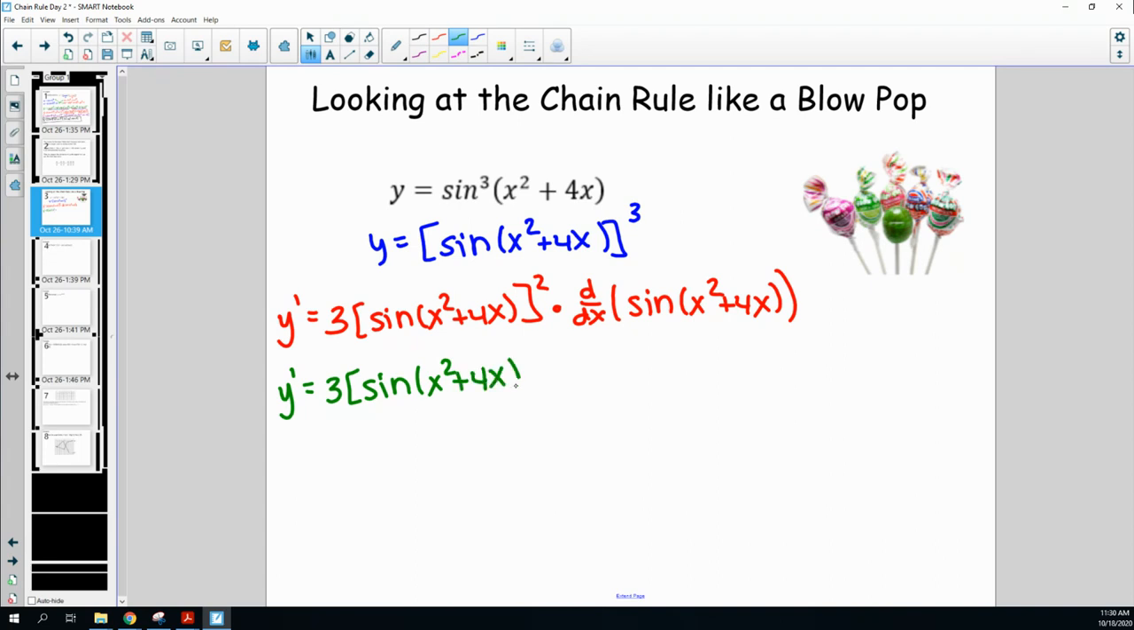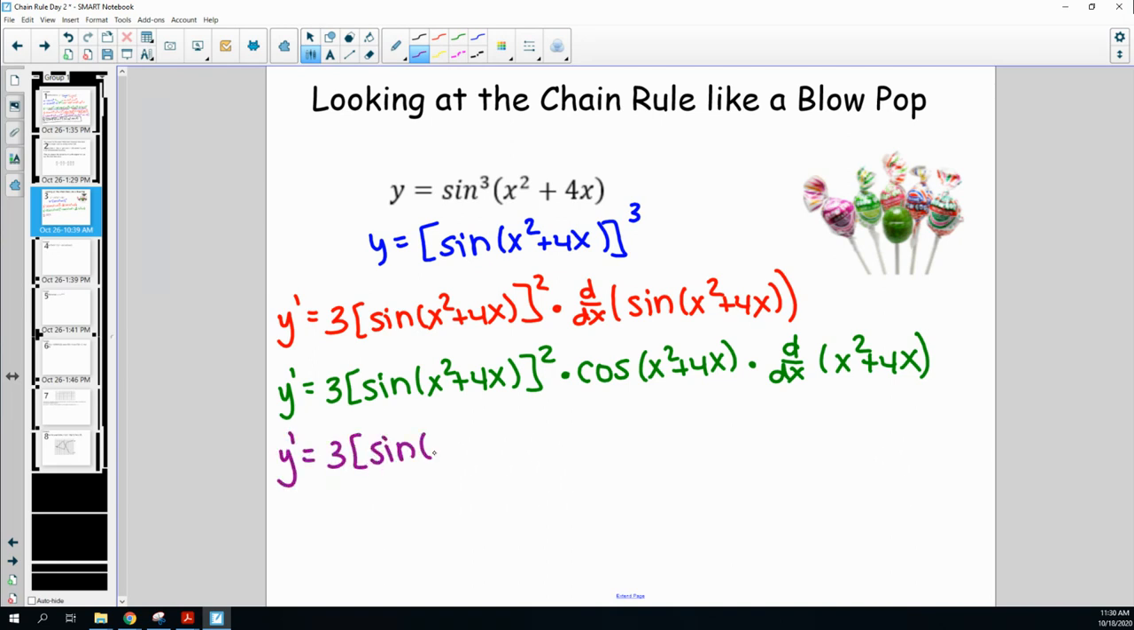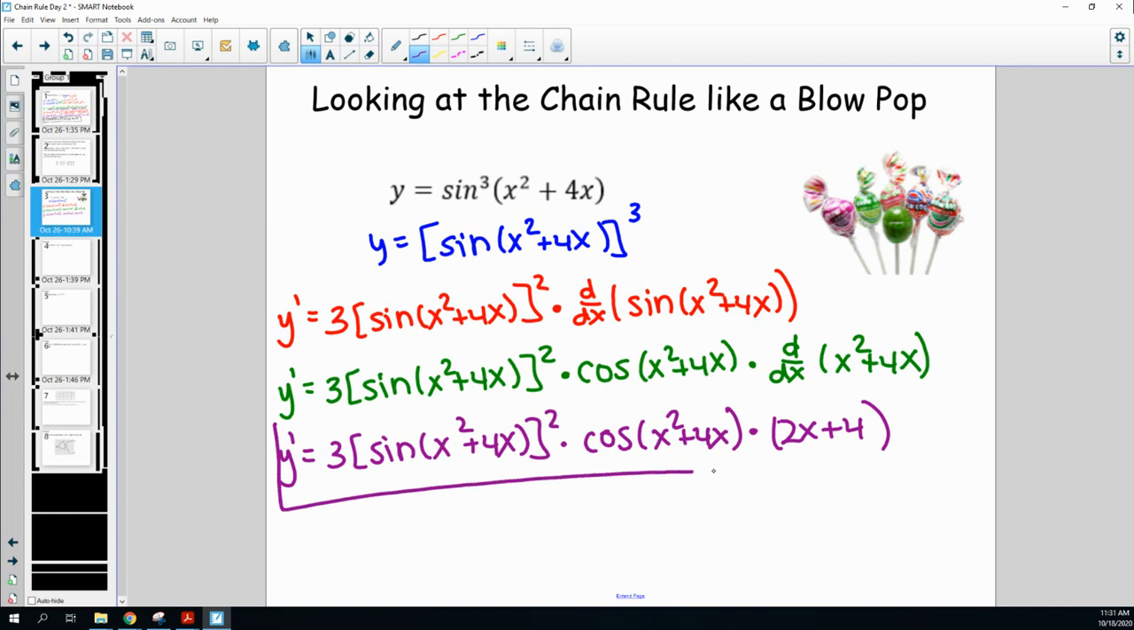Now when I go to take the derivative of sine of x squared plus 4x, I'm doing the derivative of the outer. In this case, the outer is sine, so that's going to be cosine of x squared plus 4x. And then I'm going to multiply this times the derivative of x squared plus 4x, because that's the farthest inside. So again, following the steps, I have 3 sine of x squared plus 4x squared times the cosine of x squared plus 4x times the derivative of x squared plus 4x, so that's going to be times 2x plus 4. Okay, and this is my derivative.